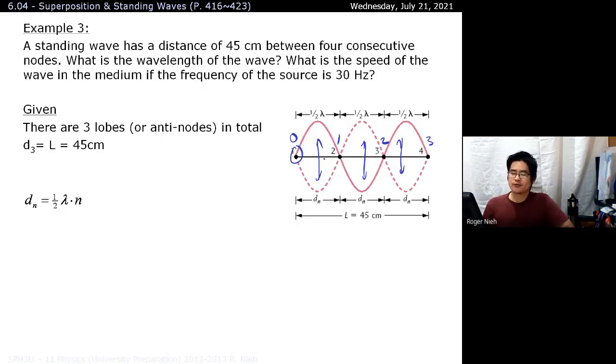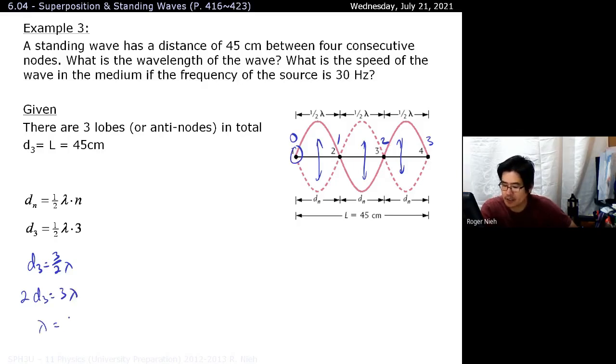When you go back to this formula of dn is equal to 1/2 lambda, you're going to multiply that 1/2 by 3 times. So D3 is going to be equal to 3/2 lambda. Or if you carefully rearrange this, then lambda is equal to 2/3 of D3. So lambda is going to be equal to 2/3 of 45 centimeters, and that will also give you 30 centimeters, or 0.30 meters.